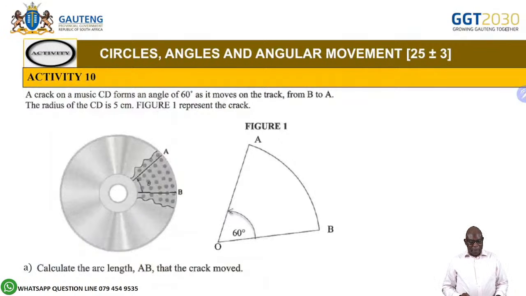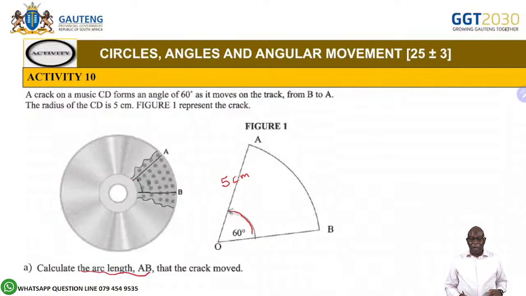Right. In this case, we have a CD. It moves on the track from B to A. The radius of the CD is given as 5. Put it here. Figure 1 represents the crack. There's a crack on the CD. There's an angle that is formed there, which is how much? 60 degrees.